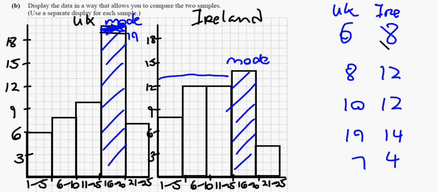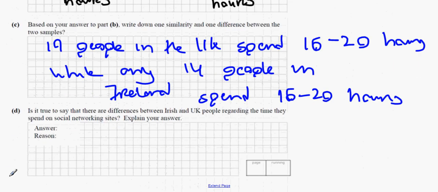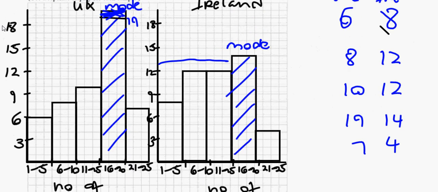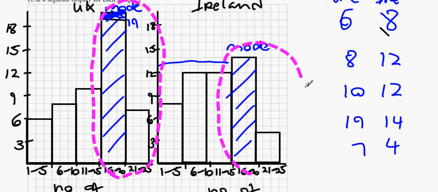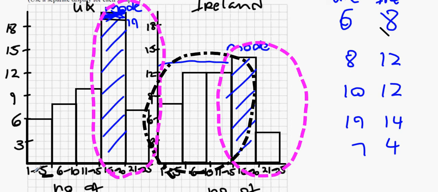Now, is there any difference between the Irish and UK regarding the time they spend on social network sites? Explain your answer. So that could be the answer I'm answering here. In general, people in the UK spend a higher amount on the social networking sites, while the people in Ireland seem to spend a lower amount of time on the social networking site. So you can see that more people in Ireland spend lower times on the social networking site.